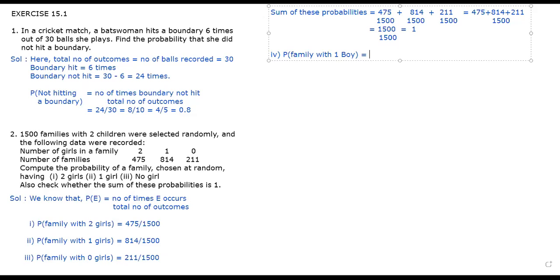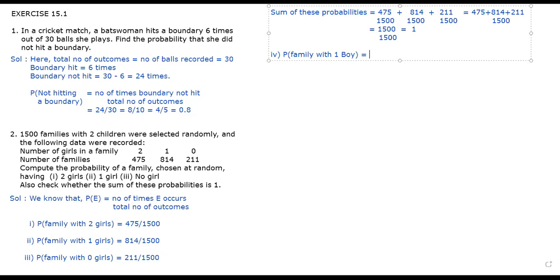How many families are having only 1 boy? 1500 minus 81... 814 families. Because 814 families are having 1 girl, na? 1 girl means the other one is a boy. Obviously 1 boy.